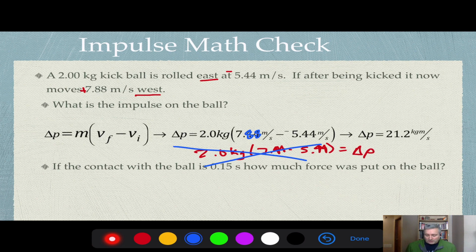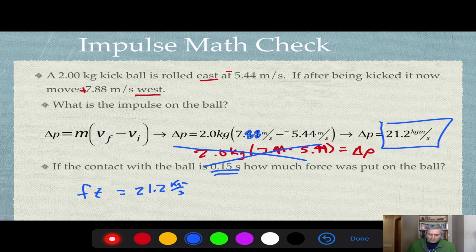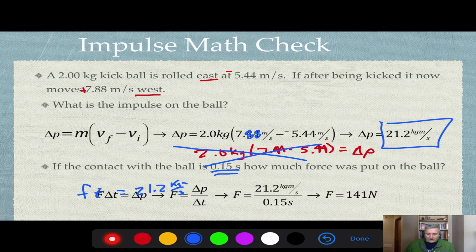So we know the impulse right here. Now we also know the time. So remember, force times time equals change in momentum, 21.2 kilogram meters per second. So now we can do that and find the force that was put on that ball, 141 newtons. Because kilogram meters per second divided by seconds is kilogram meters per second squared, which is the same as newtons.